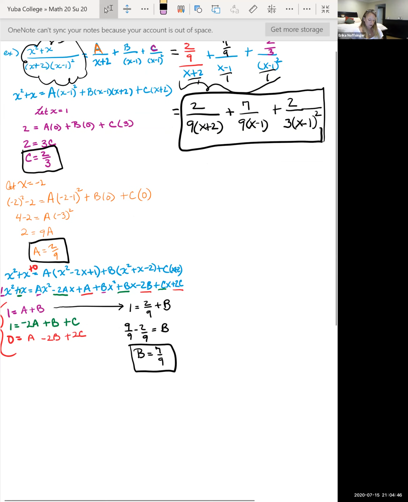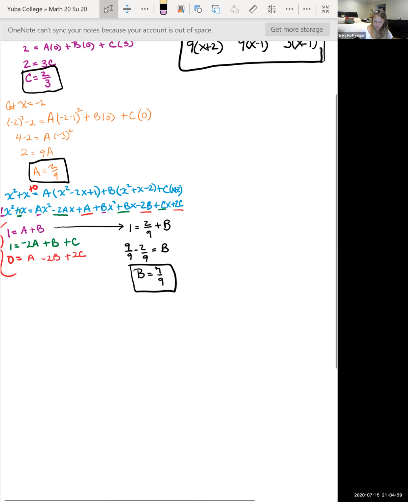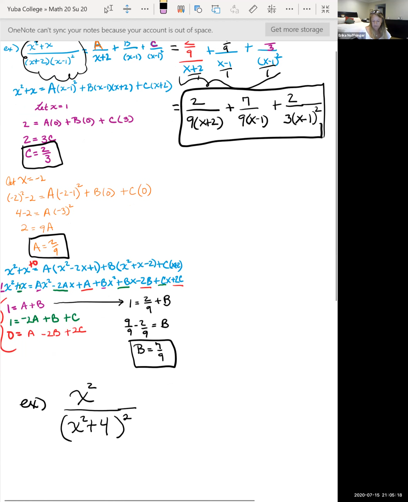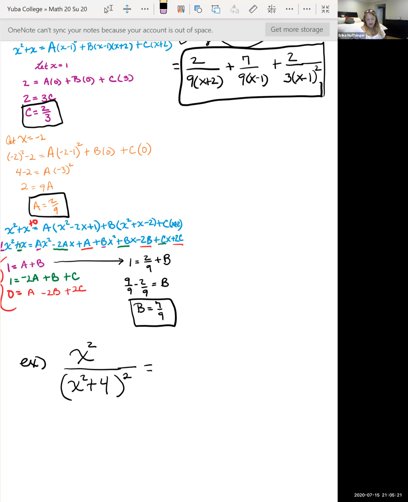So let me give you one more. I wanted to give you one with a repeating quadratic that was irreducible. And so let's say you had x squared all over x squared plus 4, and that x squared plus 4 is quantity squared. So I notice x squared plus 4 can't be reduced or factored over the real numbers. If you solve for x here, you get plus or minus 2i.